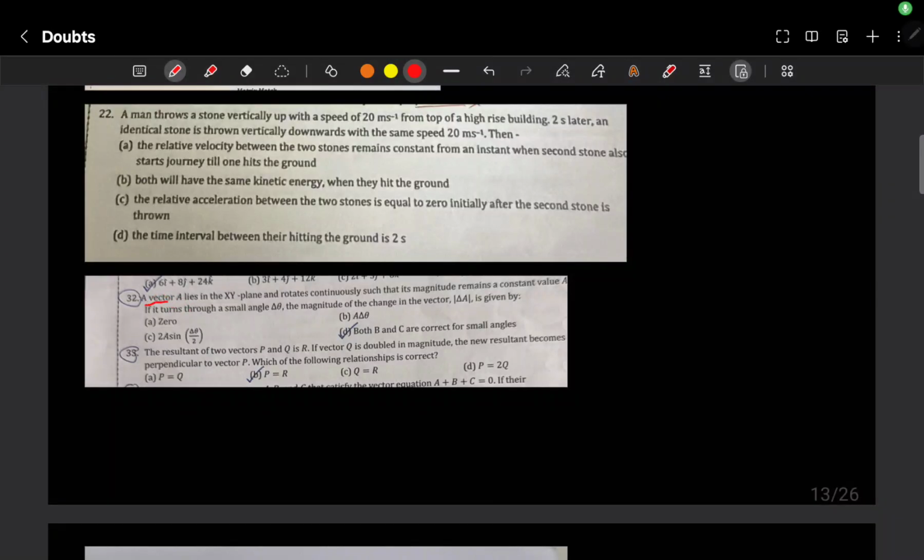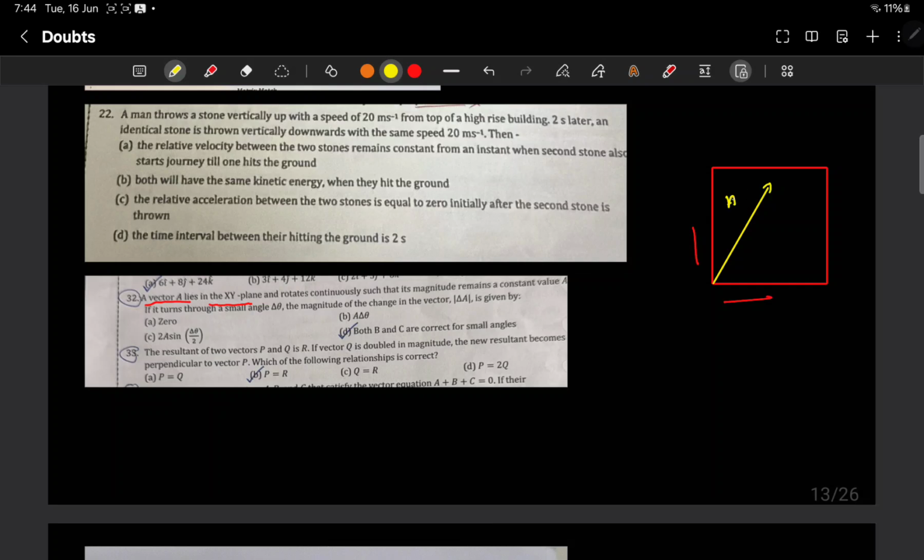Listen, there is a vector A that lies in the xy plane. Okay, so this is the xy plane, this is the x axis, this is the y axis. In it there is a vector. Let's say this is that vector, with magnitude a. Now it rotates continuously such that its magnitude remains constant.